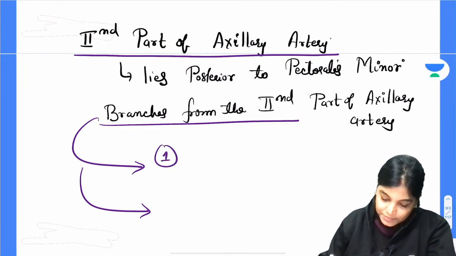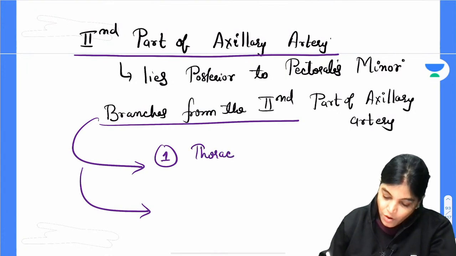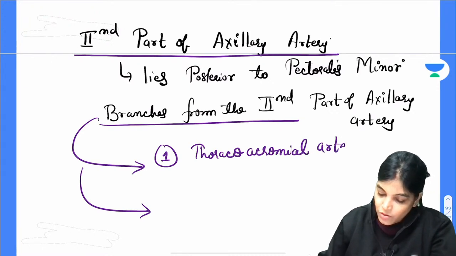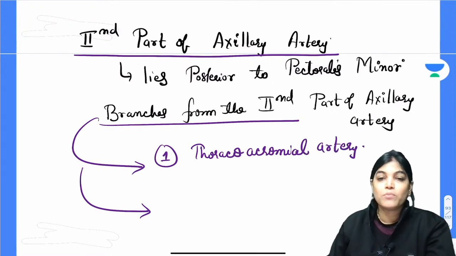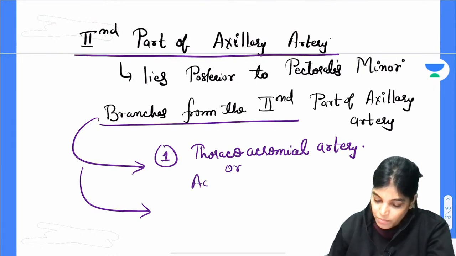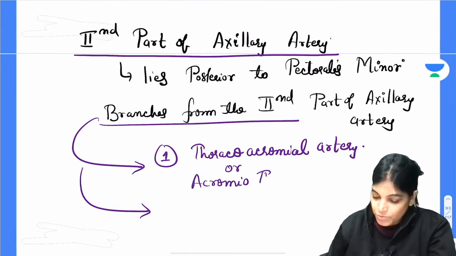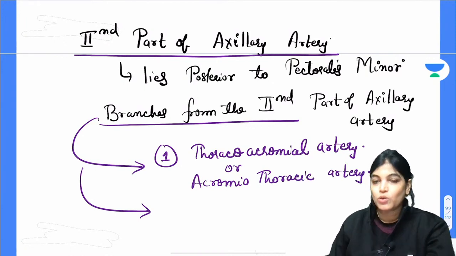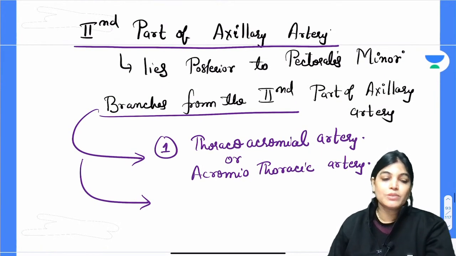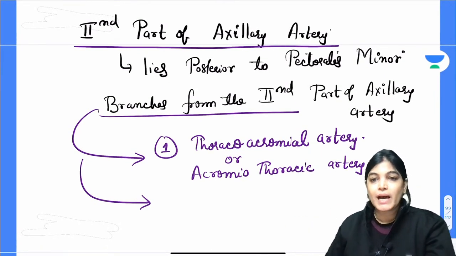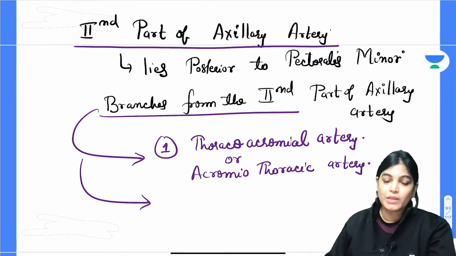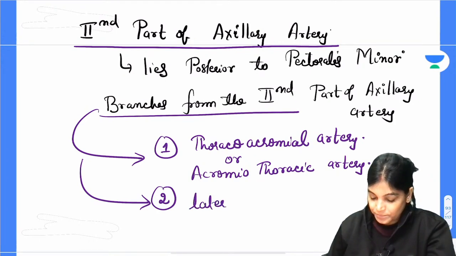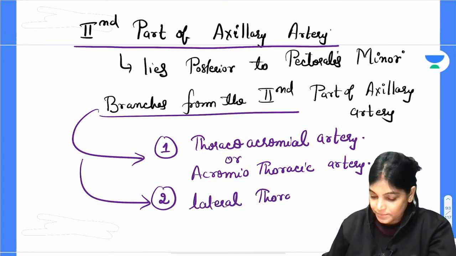The first is thoracoacromial artery. The thoracoacromial artery is also called acromiothoracic artery. So please write down acromiothoracic artery. Both are similar, please don't get confused. The second part of axillary artery is giving two branches, thoracoacromial artery and acromiothoracic artery, both similar. The second branch is lateral thoracic artery.